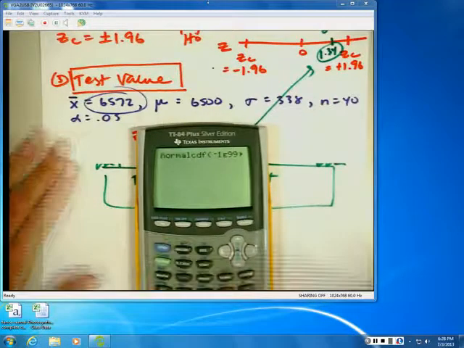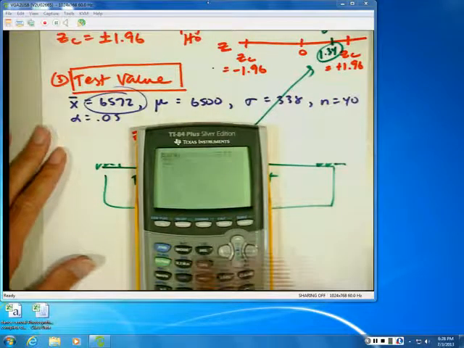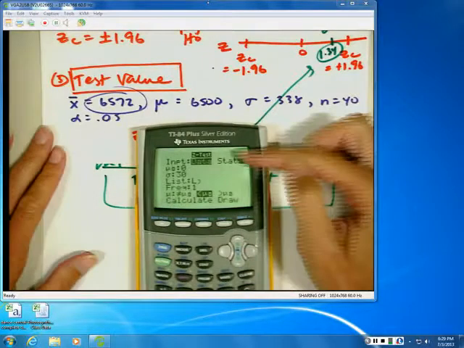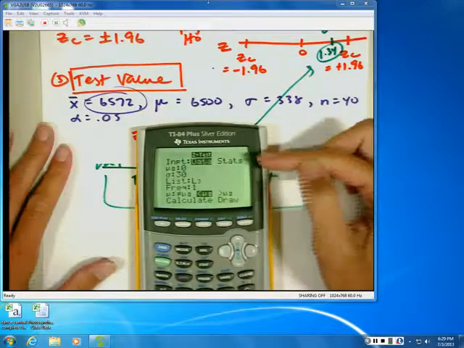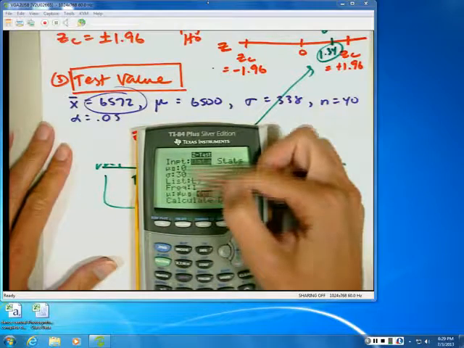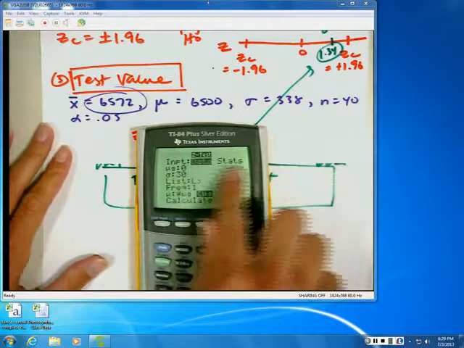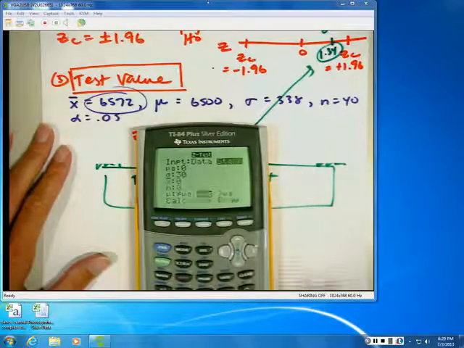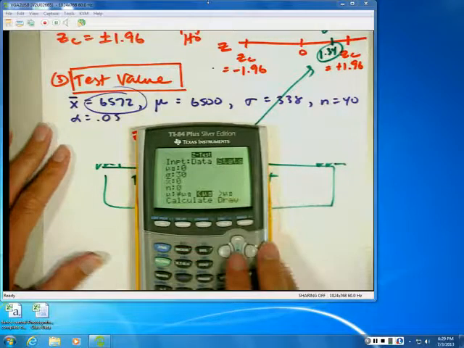Let me clear here. So I'm going to go to stat, tests. It all is very similar. But now it just gives me a title, so that's a tiny bit different. And the order here is a little bit different. I'm not using data, I'm using pre-computed statistics. They gave me an average, not the raw data. So I go to stats.